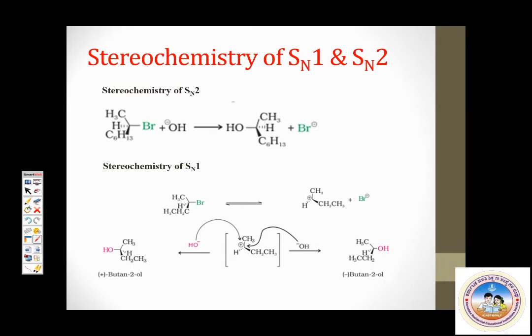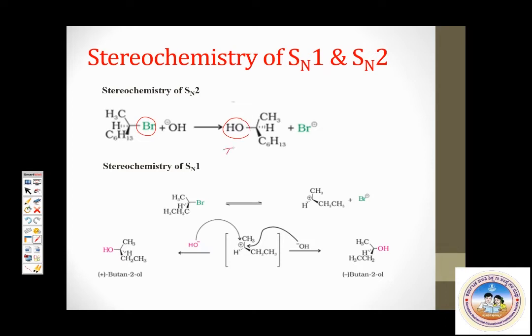This is the relative position of the bromine atom. But look at the position of OH. Its relative position is opposite to that of Br. Hence, this is inversion. In particular, this is called Walden inversion.